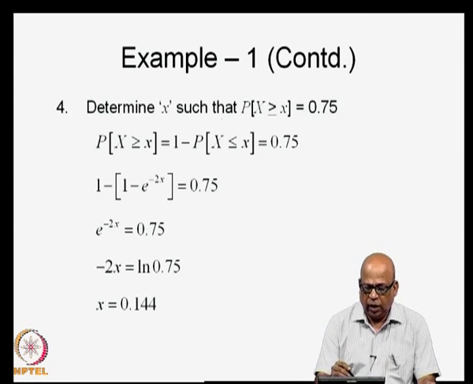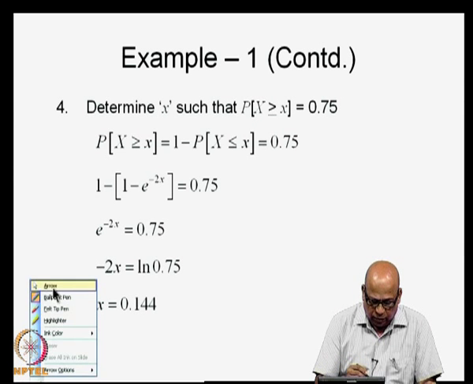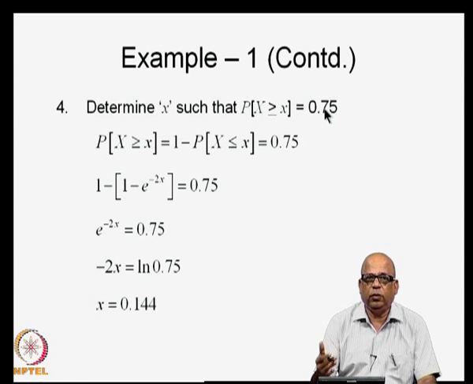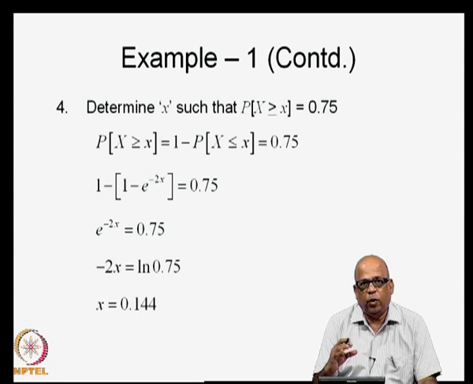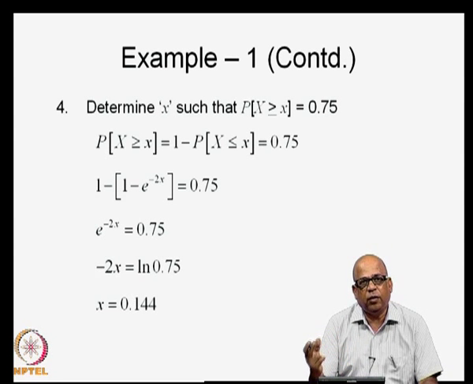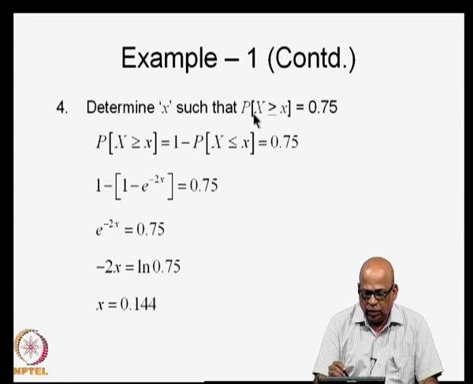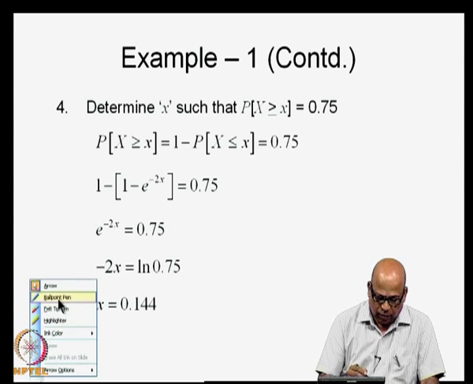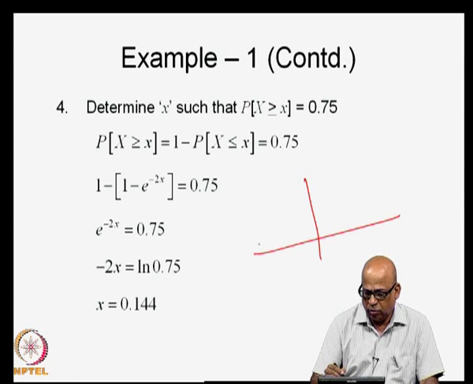Then we determine x such that the probability of X being greater than or equal to x is equal to 0.75. Now, these kind of problems arise when we are talking about exceedance probabilities. Typically, we use 75% exceedance values and so on, where we are looking at what is the particular value of flow which is exceeded 75% of the time. So, we are talking about the probability of X being greater than or equal to x is equal to 0.75. We are interested in getting the value of x. So, we write this as the probability of X being greater than or equal to x as 1 minus the probability of X being less than or equal to x.